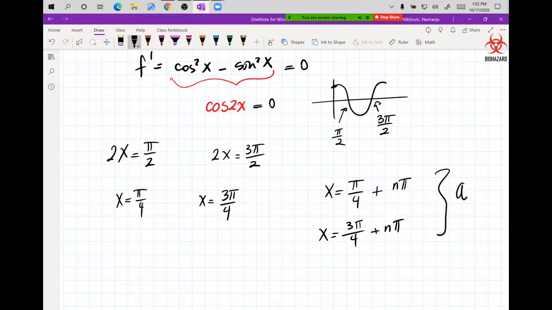So these are all critical points that the function has, going from negative infinity to positive infinity. That's infinitely many. Now, which one is a min? Which one is a max of these, right?